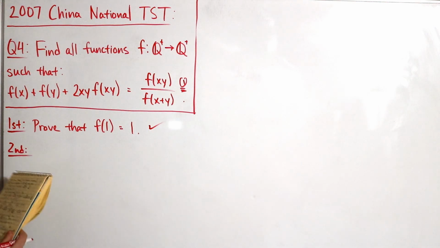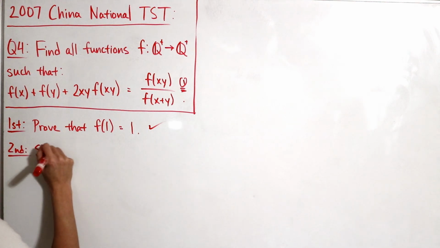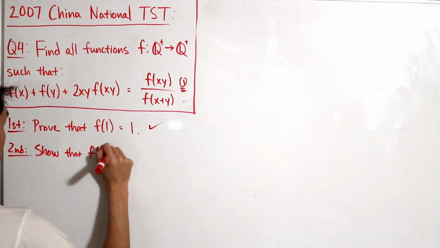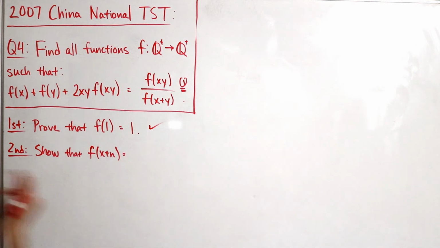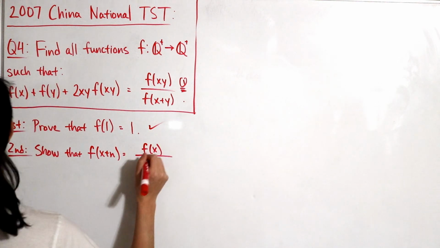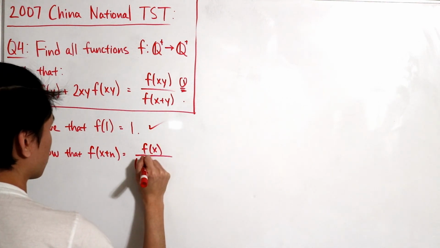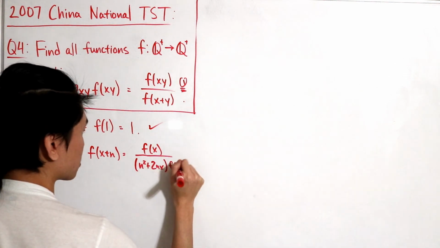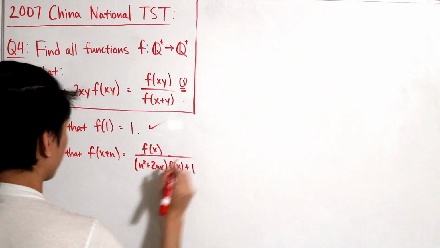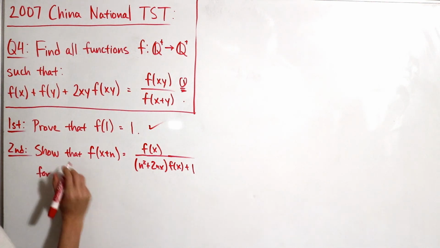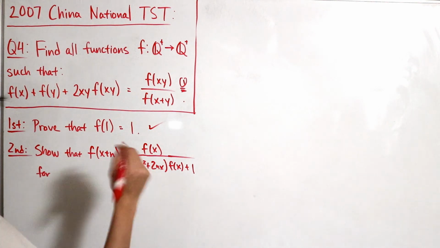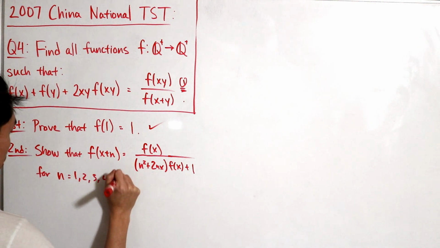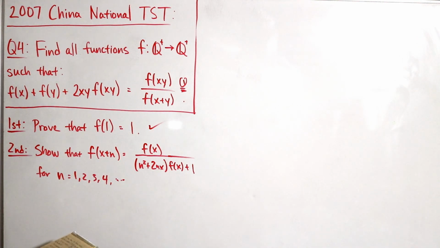So now the second step is that we want to show the following. We want to show that the function f of x plus n is equal to f of x divided by, inside the quantity, n squared plus 2nx multiplied by f of x, and then add this with 1. And this is for natural numbers, so n equals 1, 2, 3, 4, and so on and so forth. So that's our next step that we want to do.